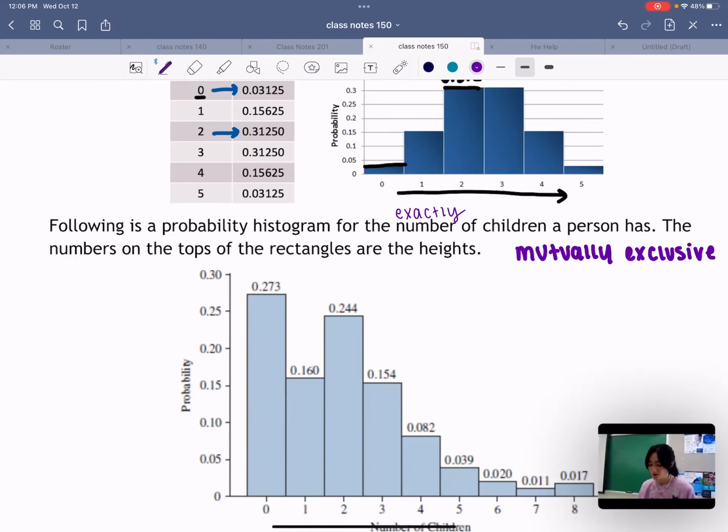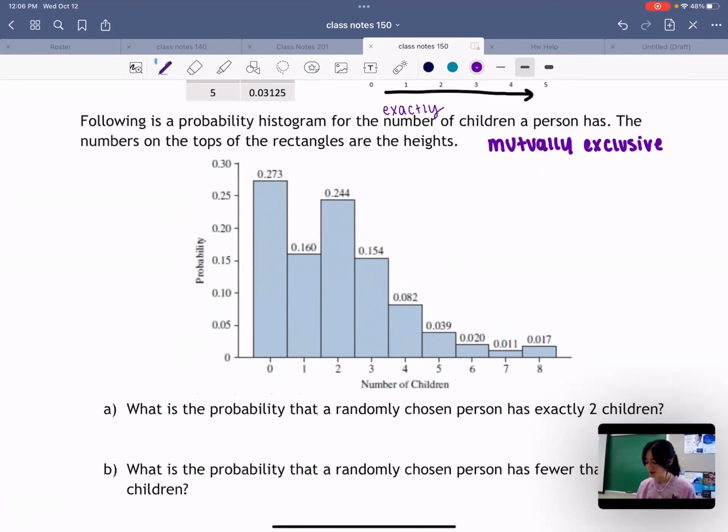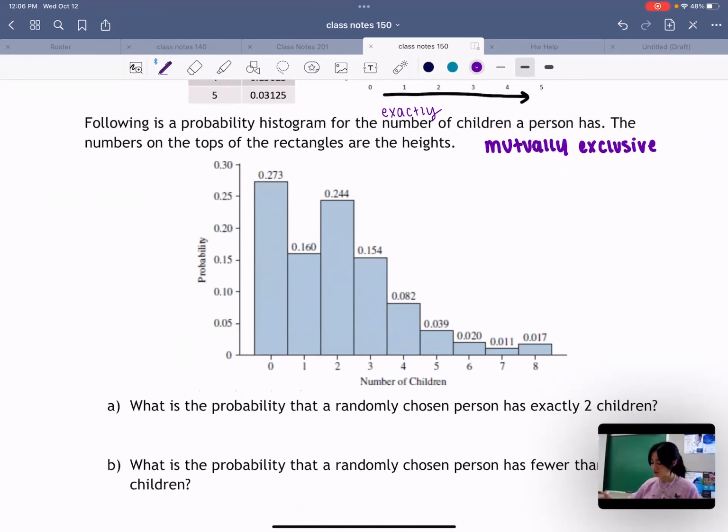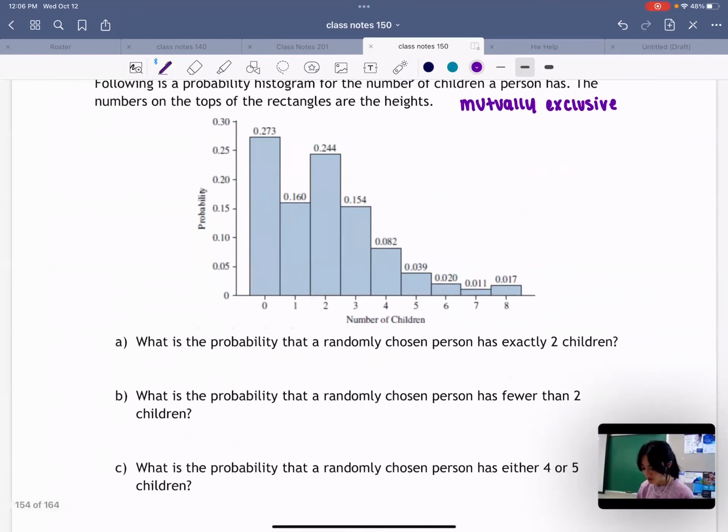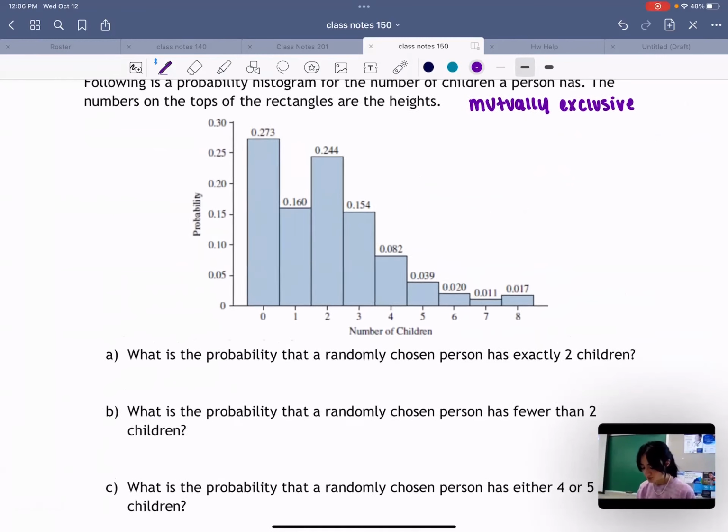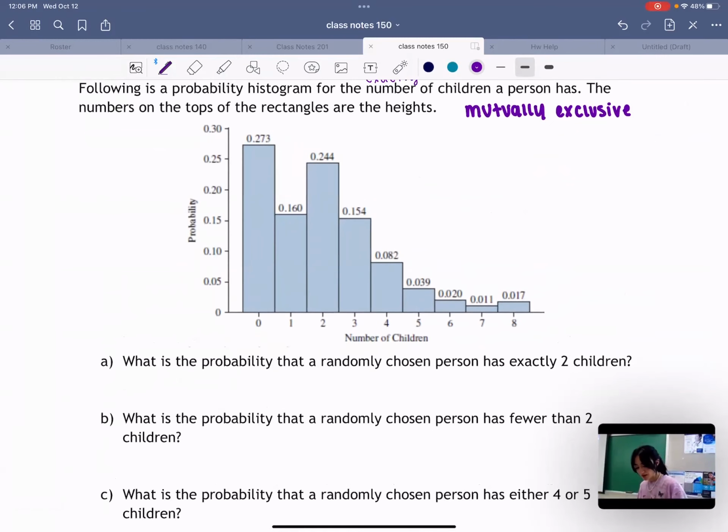Okay. So here we have a probability histogram. We have the heights of the histogram showing us the probabilities of exactly 1, 2, 3, 4, 5 children, and so on. Okay, let's try problem A. This one's pretty easy. What's the probability that a randomly chosen person has exactly 2 children? Jules?